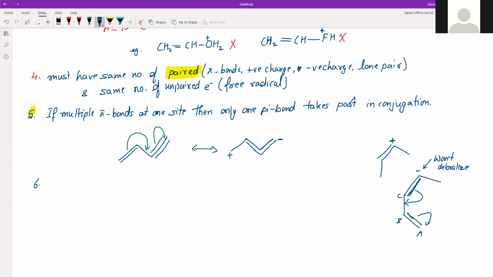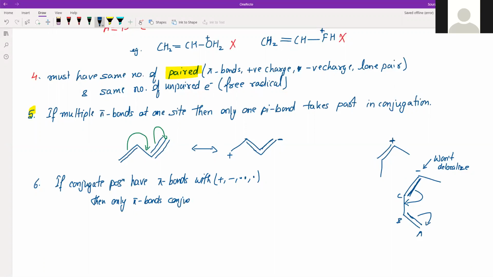I think it is clear that if conjugate positions have a pi bond, then in that case, pi bonds with positive, negative, or lone pair or free radical, then only the pi bonds conjugate. This is the example.